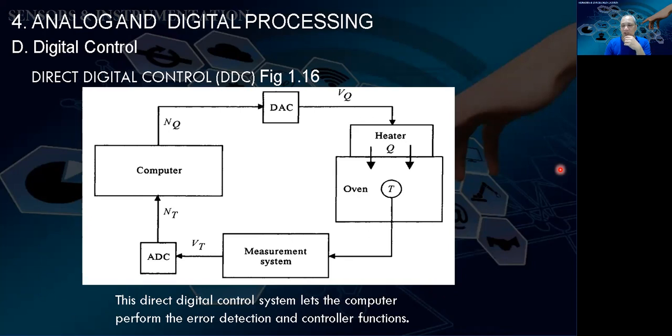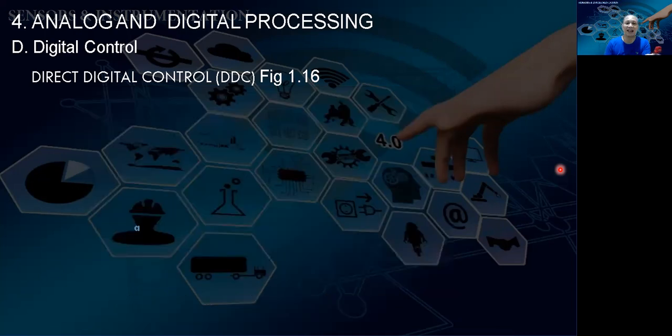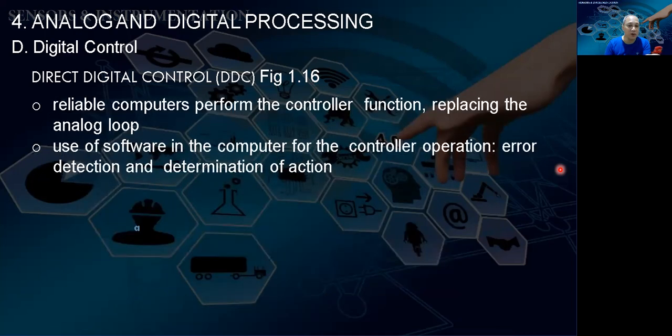So the measurement of the temperature goes directly through the measurement system and ADC to the computers, and the computers go directly through the DAC and then to the heater. This is DDC, okay? So reliable computers perform the control function these days, replacing the analog loop. That's why we don't really use analog control a lot anymore.